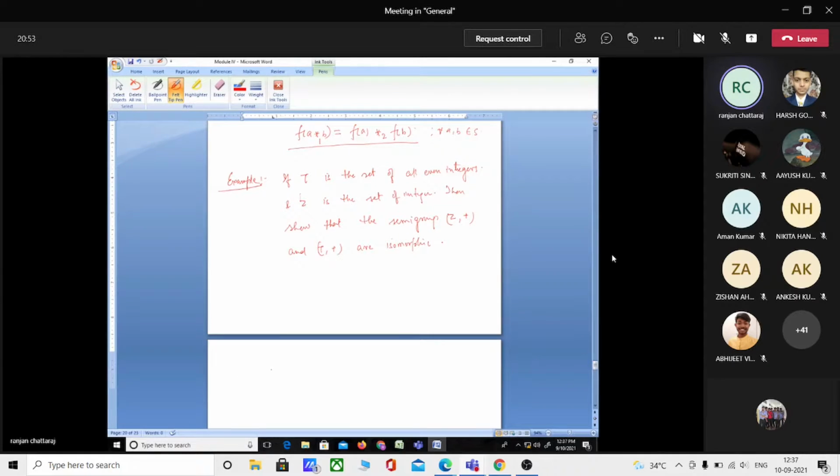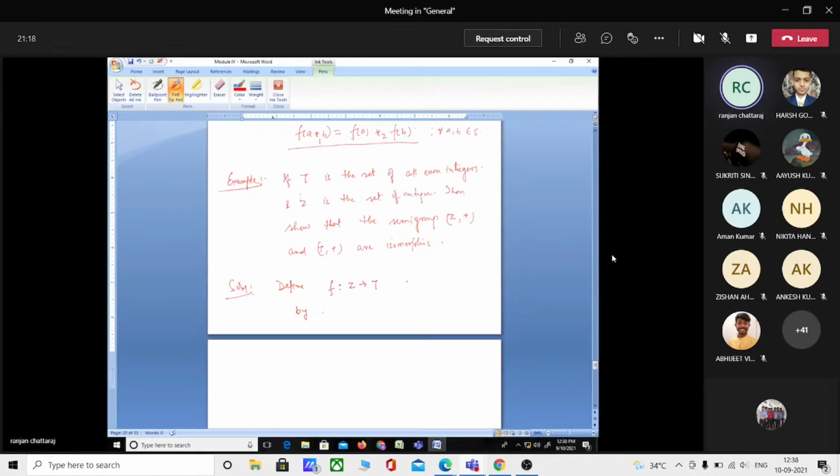Everybody try to solve it yourself first. How to solve it? Whatever I am giving, at least give the idea. We have 3 or 4 steps to solve it. First step, define the f. Define it like this. We have to show that f is an isomorphism. So f from Z to T.